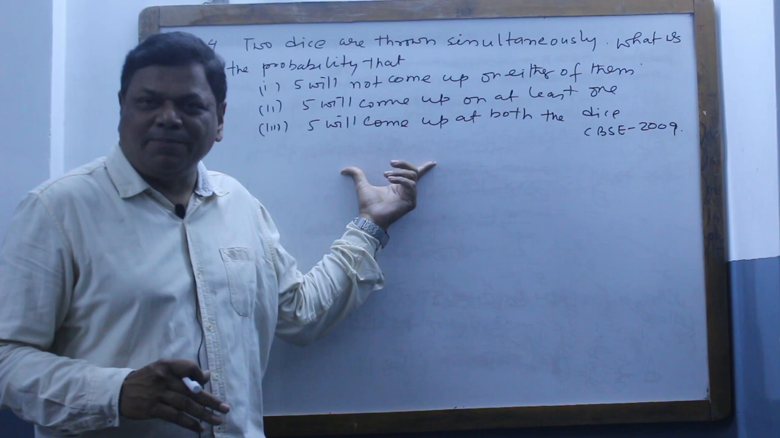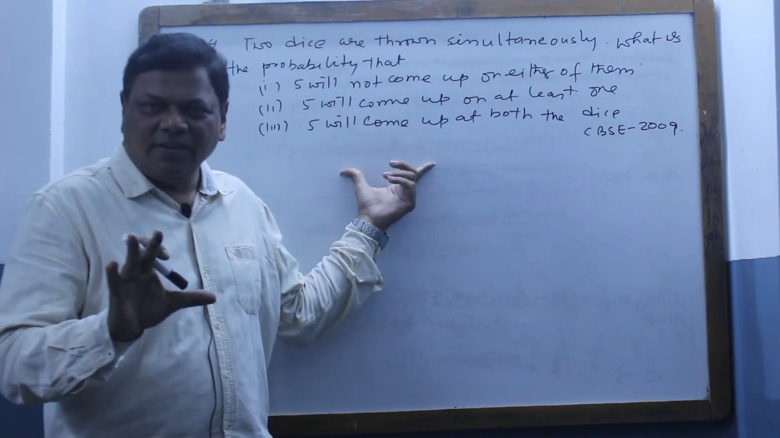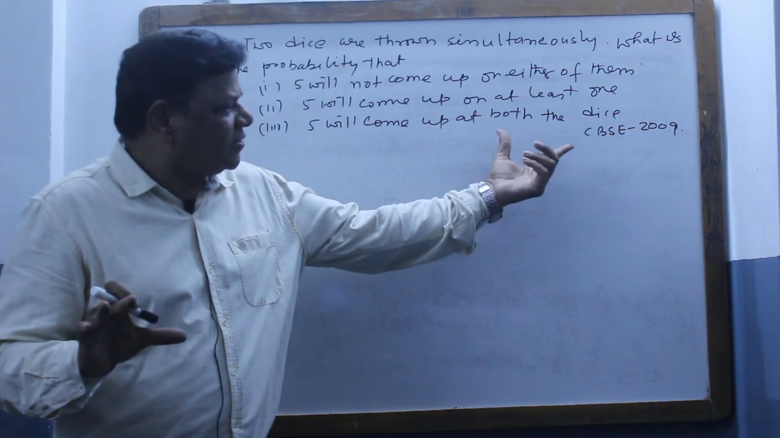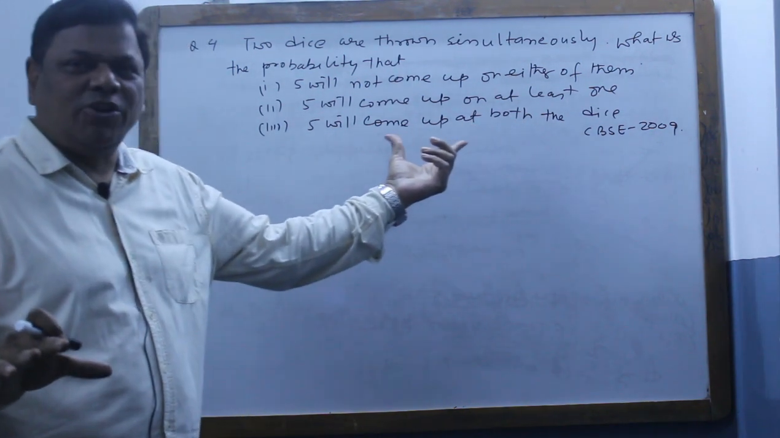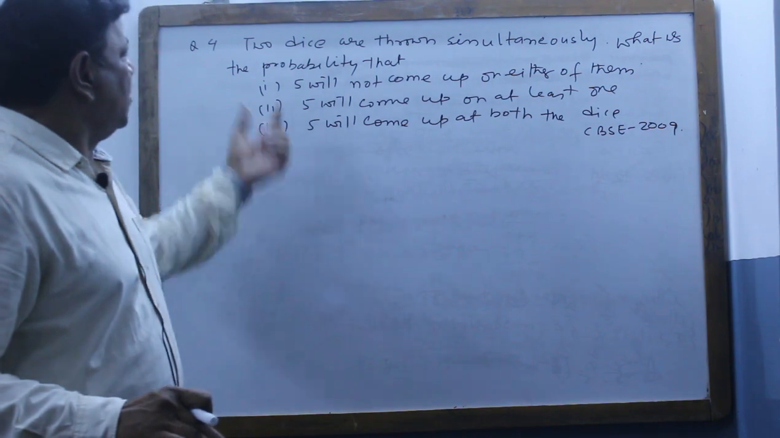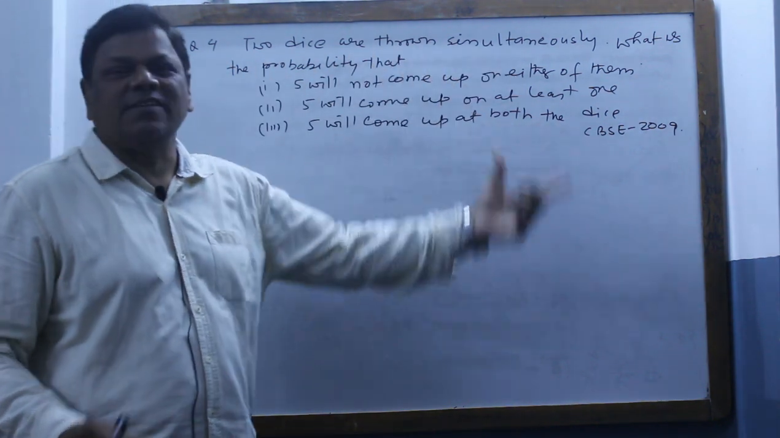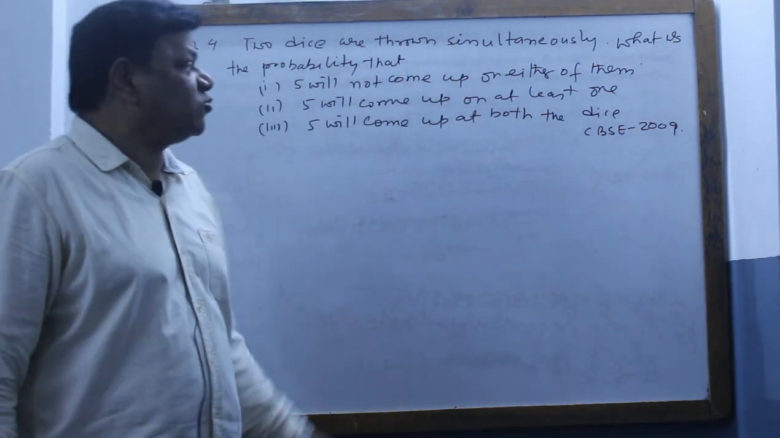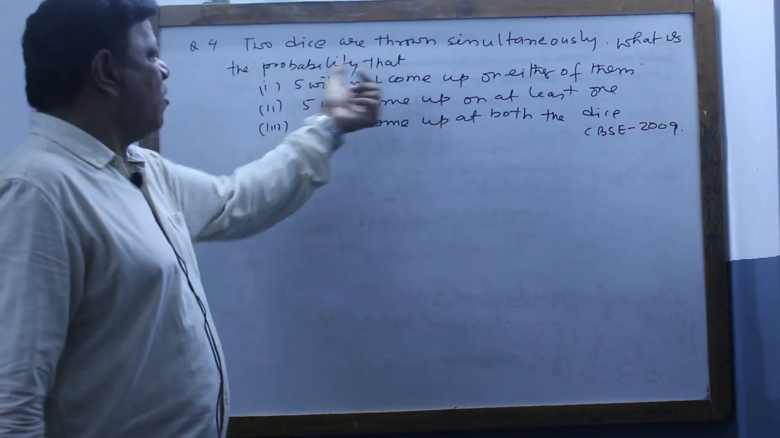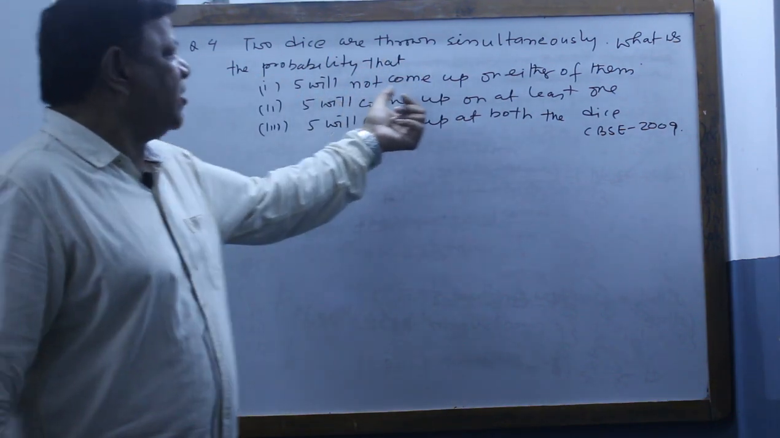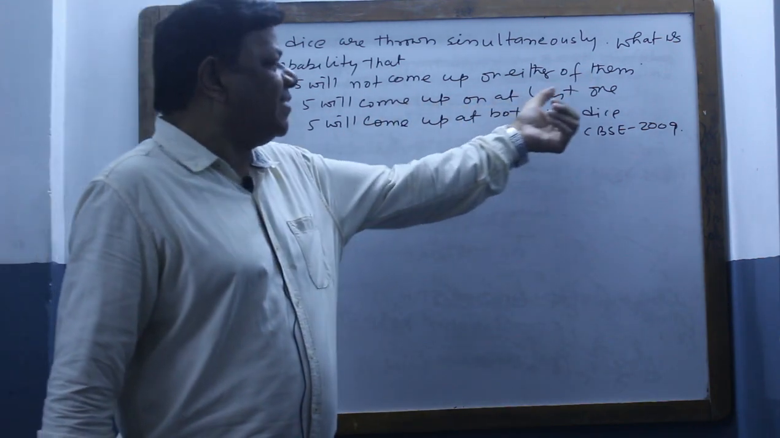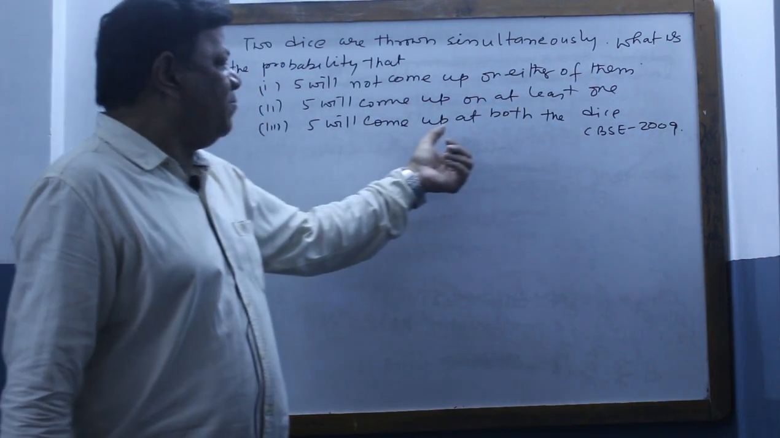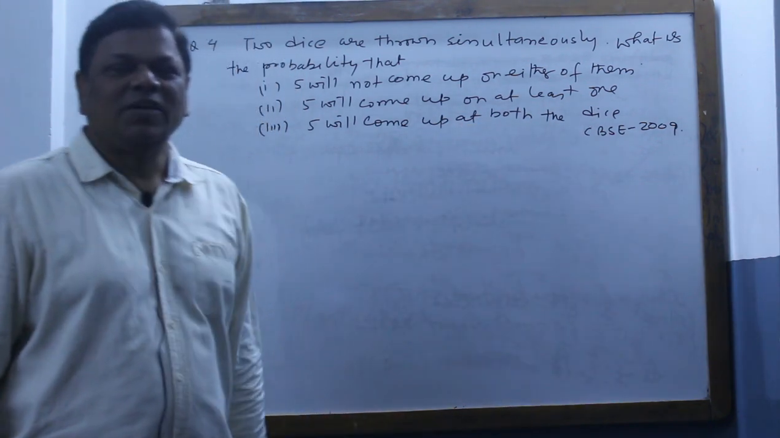This is another important sum, little different, and this is CBSE 2009. In the board exam it has come already. Now see, two dice are thrown simultaneously. What is the probability that 5 will not come up on either of them? 5 will come up on at least one, and 5 will come up on both the dice.